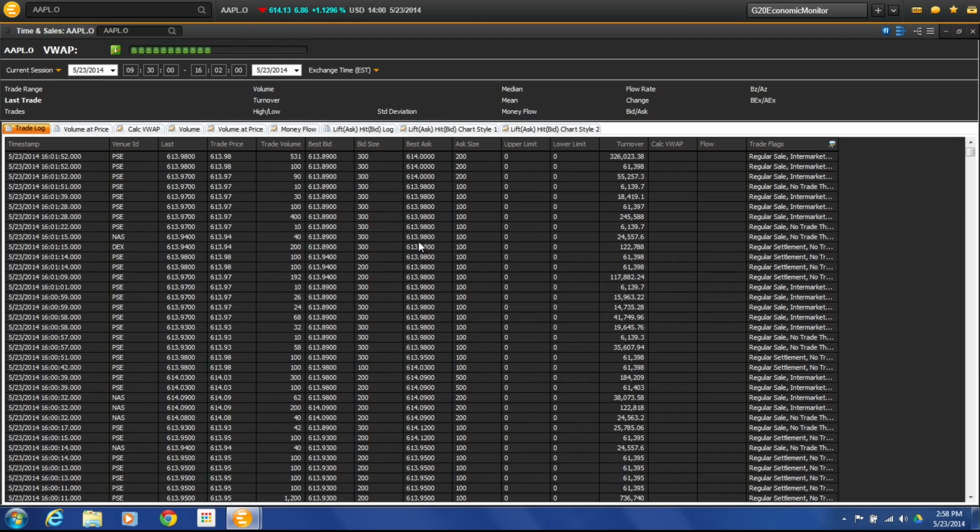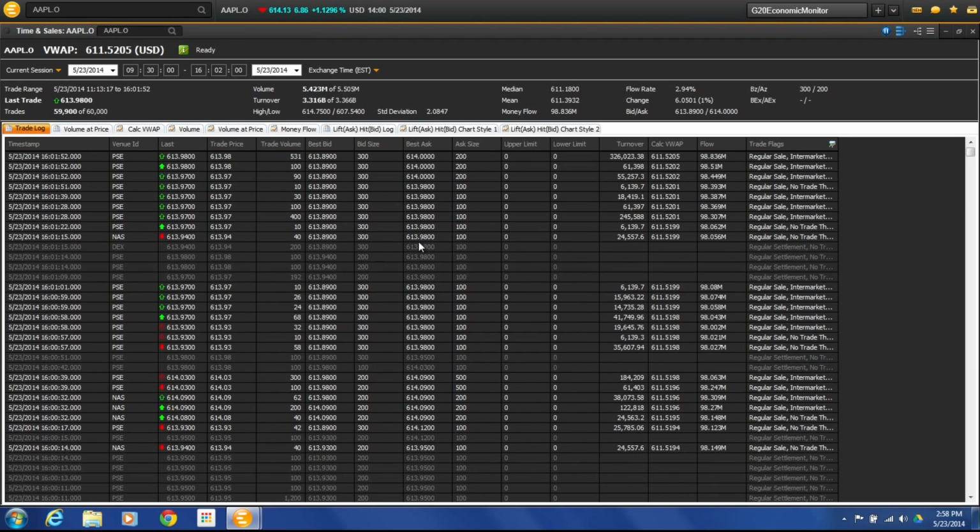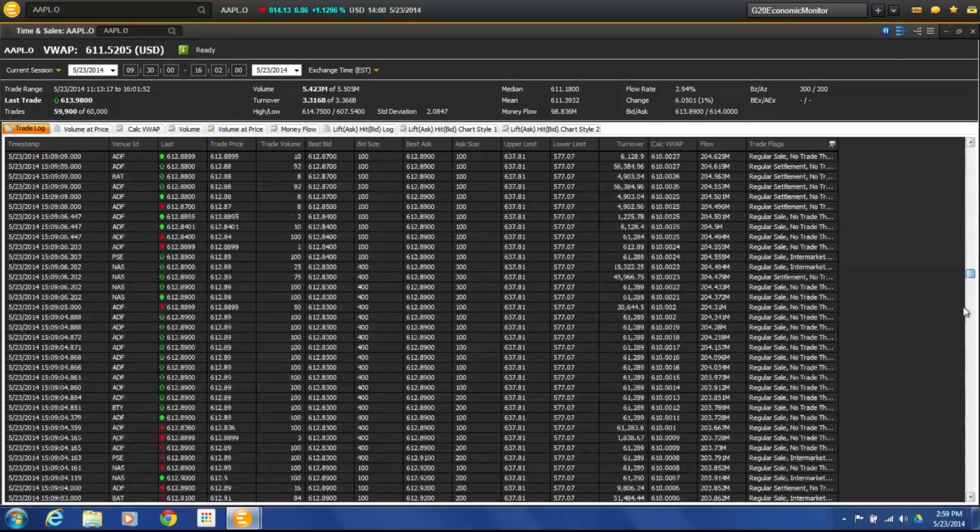Time and sales has a few elements to it. We're not going to be covering all of them in this overview, but a few of the aspects. The first one that comes up is the actual trade log itself, and a trade log is pretty self-explanatory. What we have here are the times of the market and what's actually being traded.